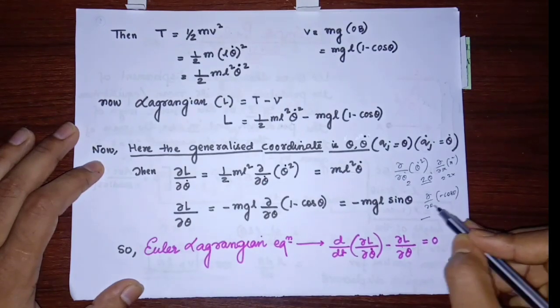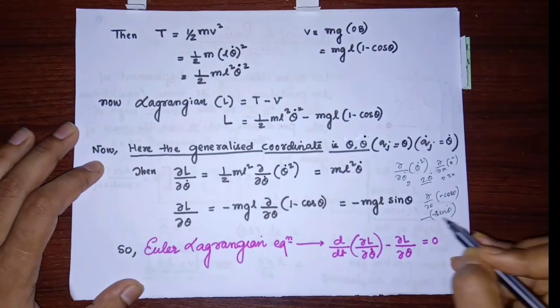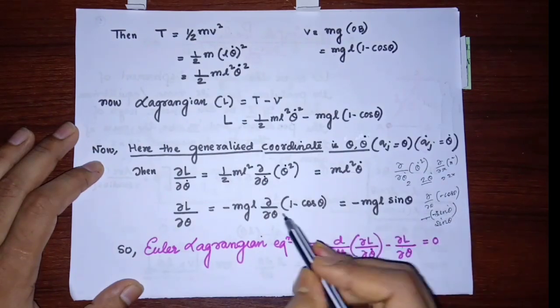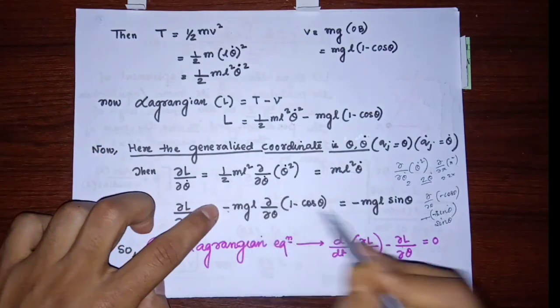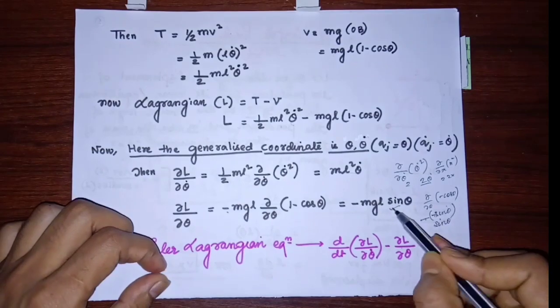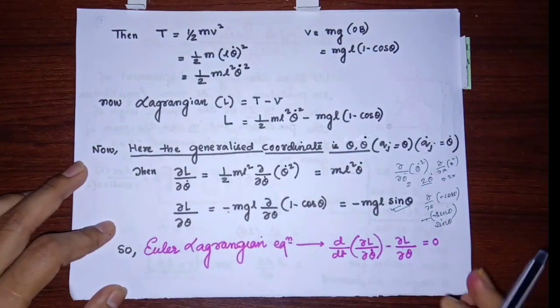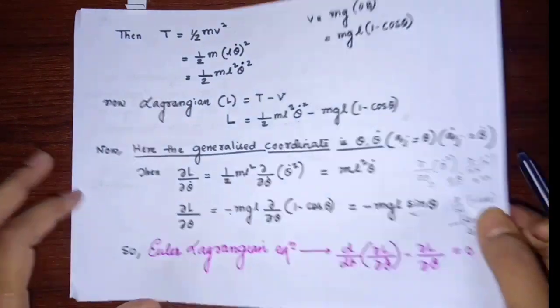Minus will come outside, and the derivative of cos theta with respect to theta will be minus sin theta. This minus and this minus become plus, so it is sin theta. This part is sin theta, but again a minus is there, so it is minus mgl sin theta. Now this is the Euler-Lagrange equation. We will put these values in the Euler-Lagrange equation to find the equations of motion. Okay, so let us see.